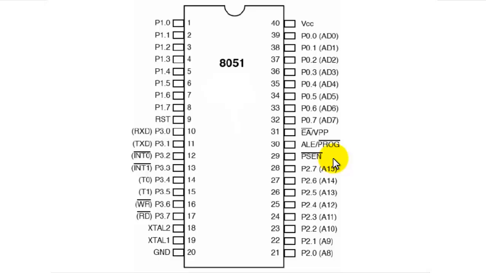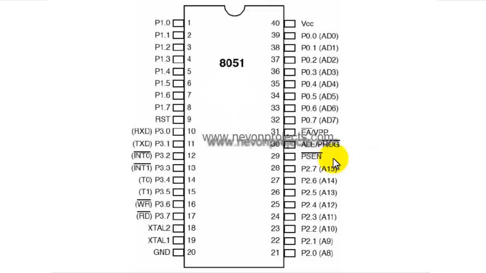Pin number 31 is EA bar. It is actually used for accessing program from external memory. So this is the feature used mostly in 8031 and other such microcontrollers which don't have internal ROM. EA bar, when grounded, tells the microcontroller that the program is not internal but in some external ROM, and the program is read from there.